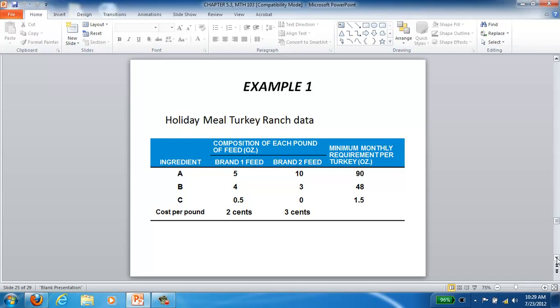Let's take a look at a breakdown. In the grid you can see that we have ingredient A, ingredient B, and ingredient C. Along the vertical columns, notice that we have brand 1 feed and brand 2 feed, and then on the right hand column we have minimum requirements. In other words, minimum monthly requirement per turkey. We also have listed on the bottom the cost per pound for each of the feeds: 2 cents for brand 1 feed and 3 cents for brand 2 feed.